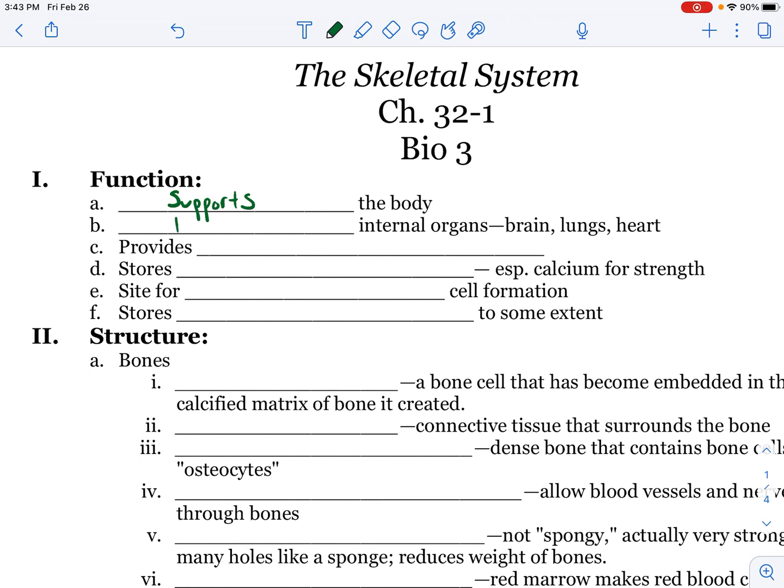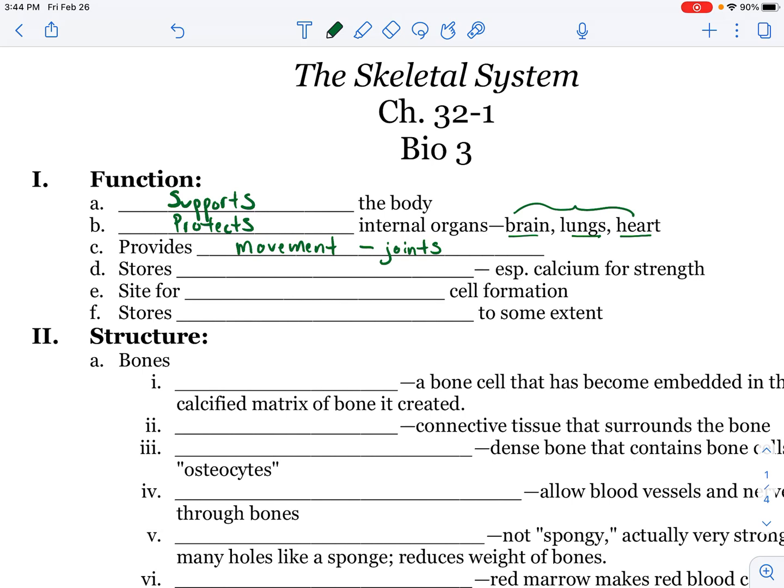It protects internal organs. It provides movement. And the areas where movement is allowed are called joints. And we'll get back to joints in just a second. And also to backtrack really quickly, organs that your skeletal system protects, examples are the brain, the lungs, the heart, really important things that you really don't want damaged.